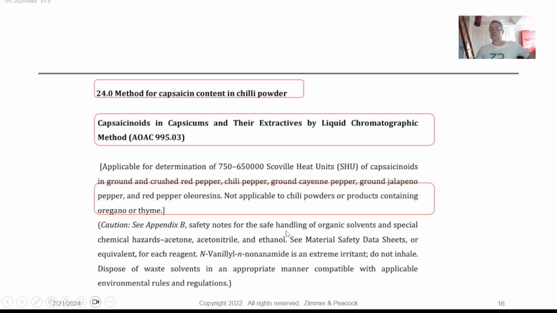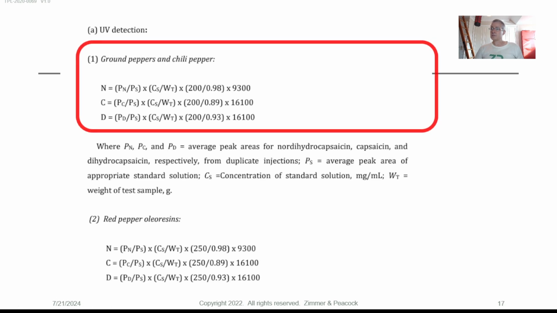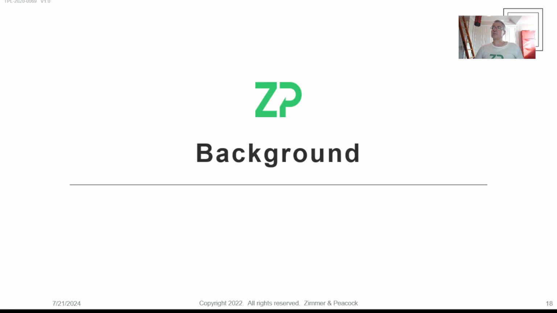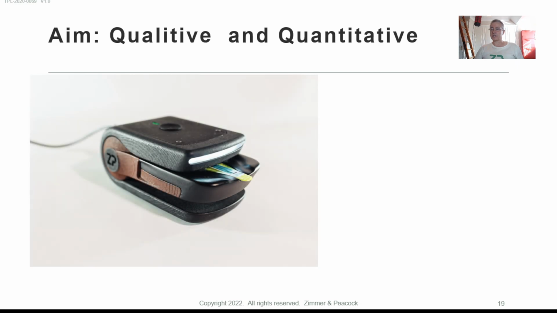Something I just want to say is that you do find people don't really understand these AOAC methods. For example, if the product contains oregano or thyme, you can't actually use the HPLC, the high performance liquid chromatography method. Just FYI.